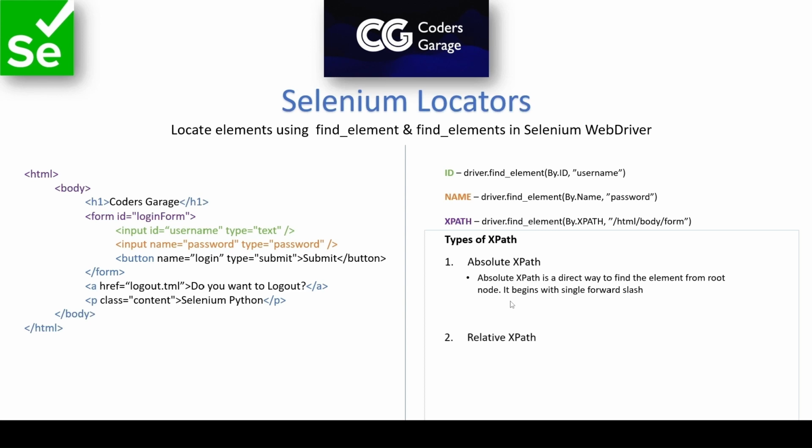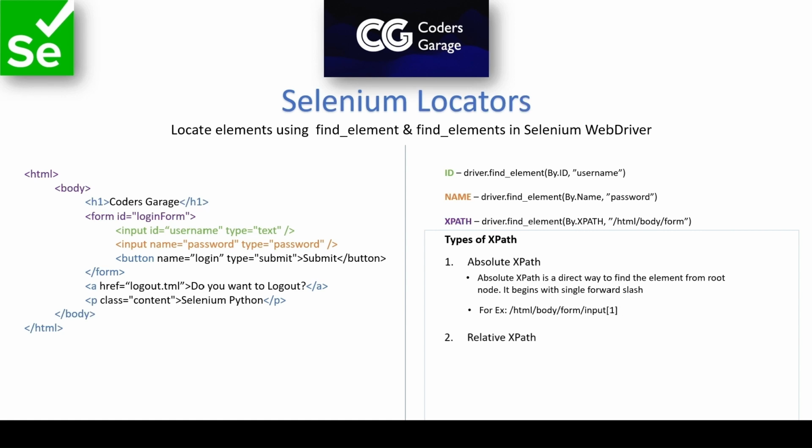It begins with a single forward slash. For example, this XPath starts with a single forward slash, followed by the HTML tag, body, then form, and finally the element to be identified, which is input. Since we have multiple input tags available, we are using the index to identify the required input tag. This traverses through HTML, then the body, then it looks for the form tag, and finally it identifies the first input tag.